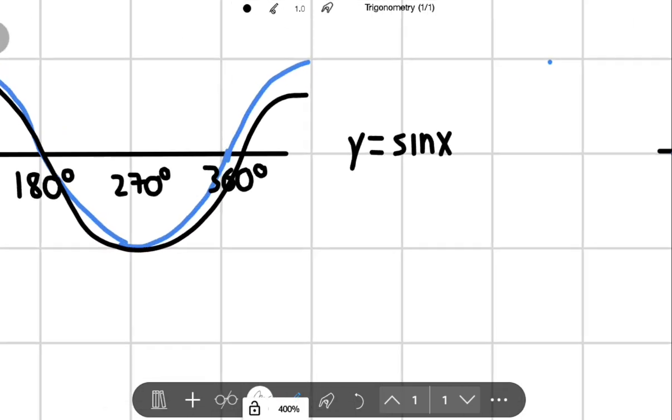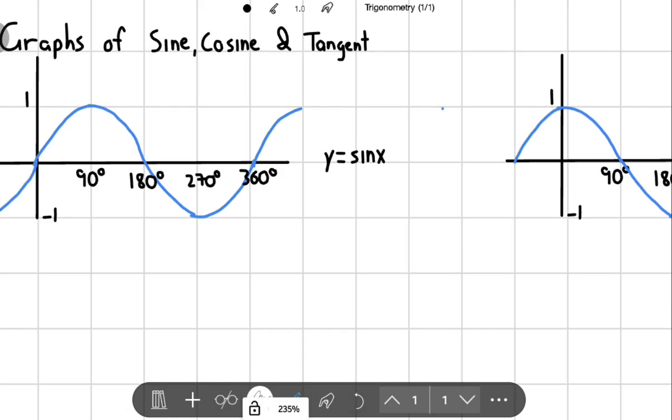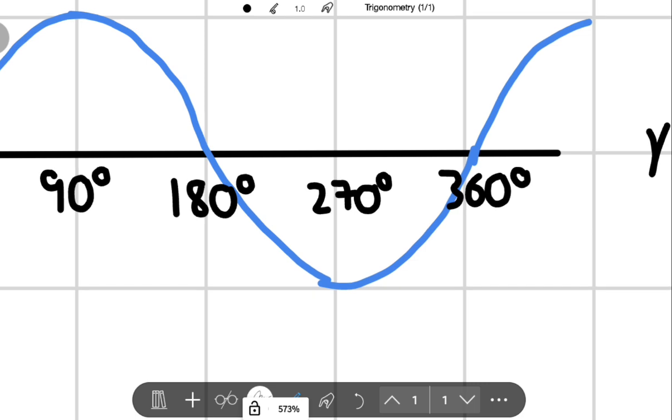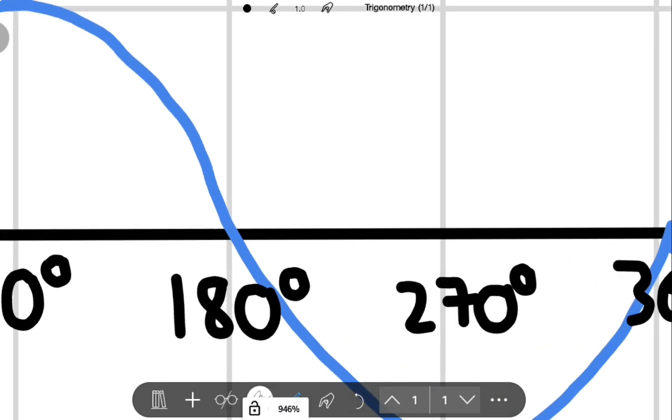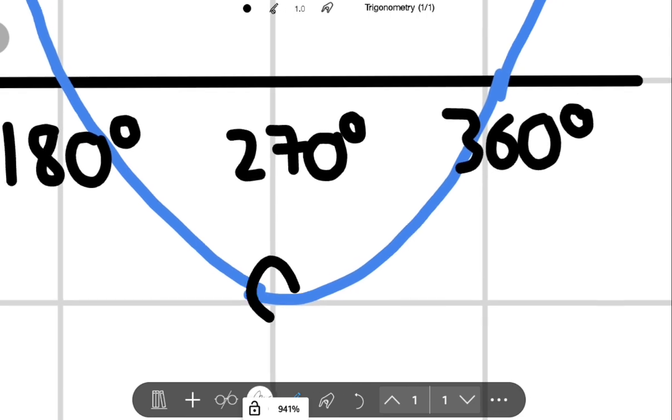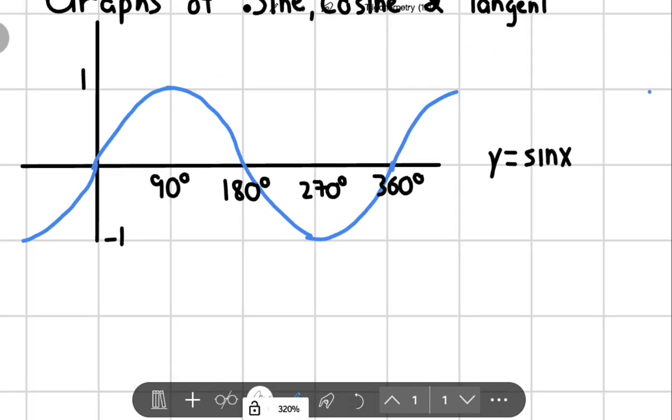If we were to continue, it will go like this, like this, like this. And for each significant point, you just add 90 degrees to it. So you see at 1, it's 90. Another significant point, when it reaches 0 on the y-axis, it's 180. Then when it hits negative 1, it's 270. When it hits 0, it's 360. So for each significant point, as you continue this loop, you just add 90 degrees.